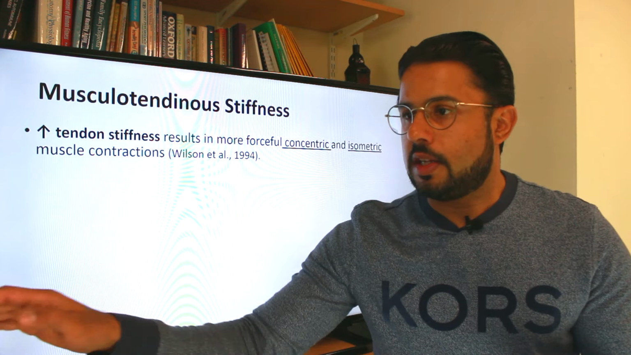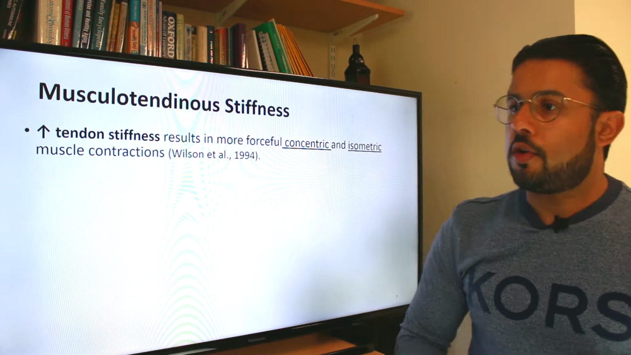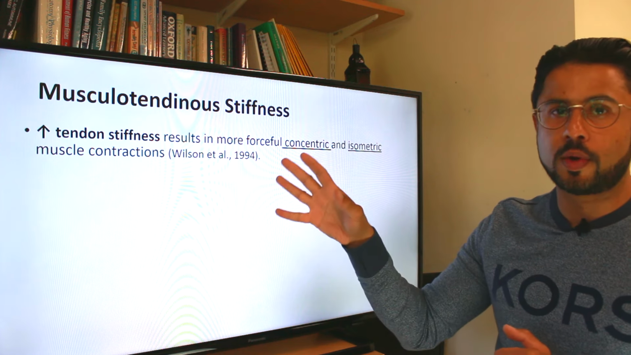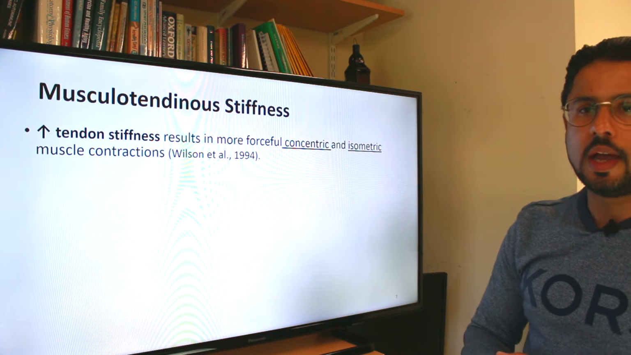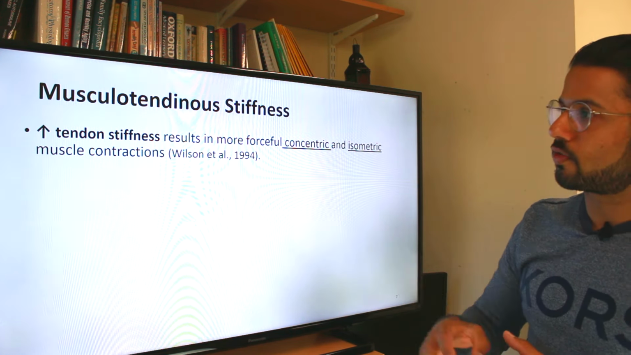Okay. Now, it's very important that we have stiff tendons or stiffer tendons because they enable more forceful concentric and isometric muscle contractions. So this is a study done by Wilson back in 1994. Again, I've got the link in the description. So they looked at tendon stiffness and found that it does translate into increased performance.